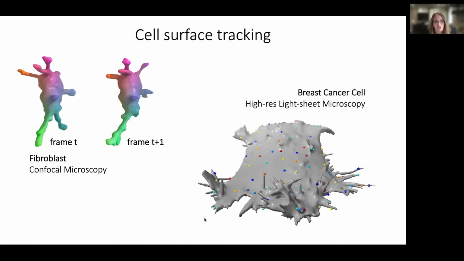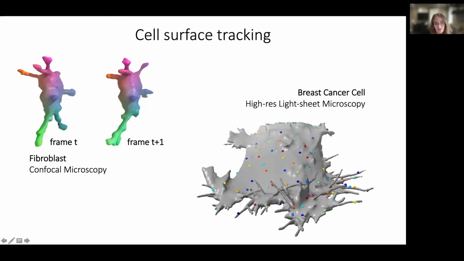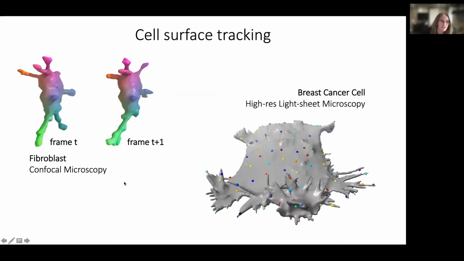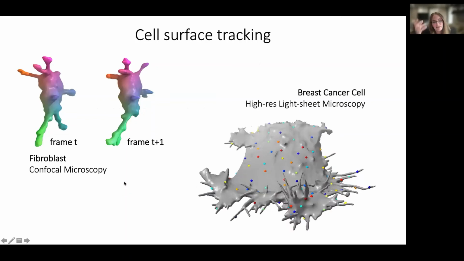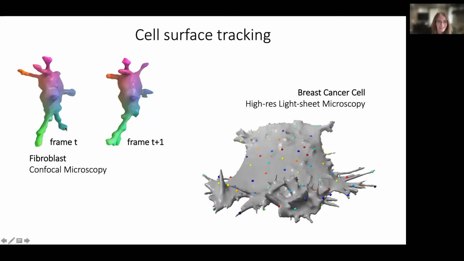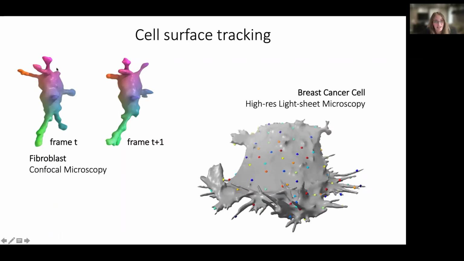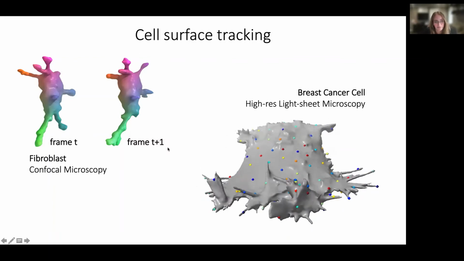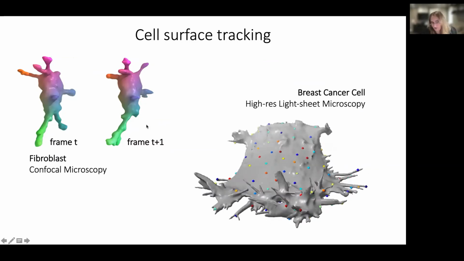Right, so here we can track between cells that change their shape quite a lot from frame to frame. This is a fibroblast image that's relatively low resolution compared to some other modes, right? You see that it loses an entire branch here, it gains a branch there, and so on, but we can still track between these two shapes.